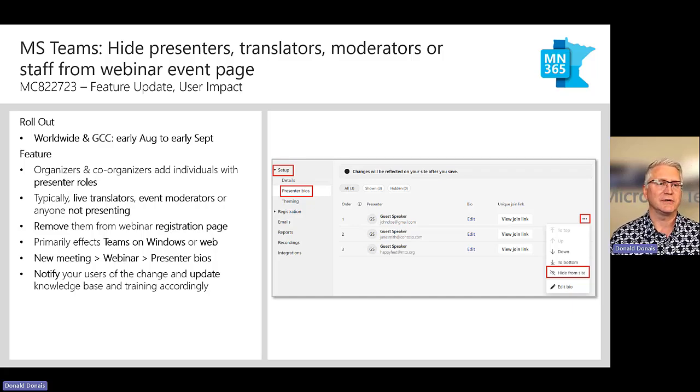So what you can do now is give them presenter rights, but not show them on that registration page, which is very important. You would go into the actual presenter bios and from there select hide from this site, and they won't be displayed on that registration page. So this is another one. Make sure your webinar people are getting this update and understanding how it works.